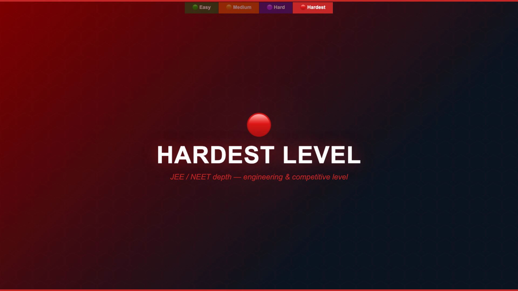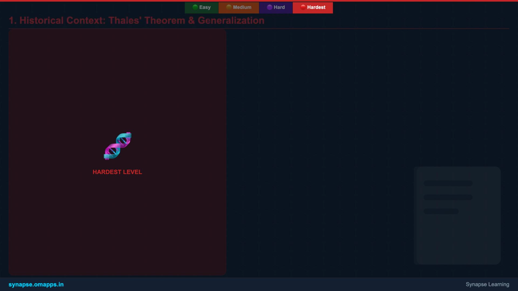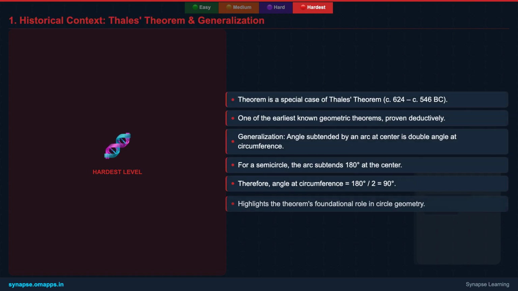Welcome to the hardest level, where we'll explore the deepest insights, historical context, and competitive applications of the angle in a semicircle theorem. At the hardest level, we appreciate the rich history and broad context of this theorem. It's actually a special case of Thales' theorem, one of the oldest geometric theorems, attributed to the ancient Greek philosopher Thales of Miletus. While simple, it marked a significant shift in mathematics because it was one of the first theorems to be proven deductively, moving beyond mere observation.